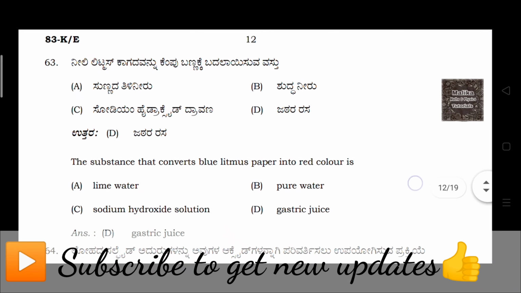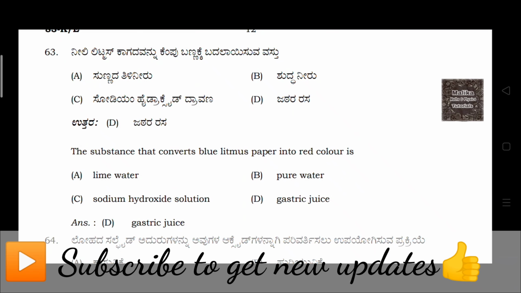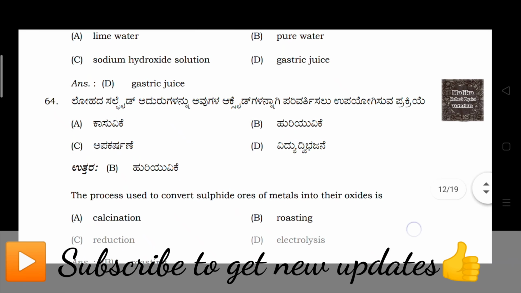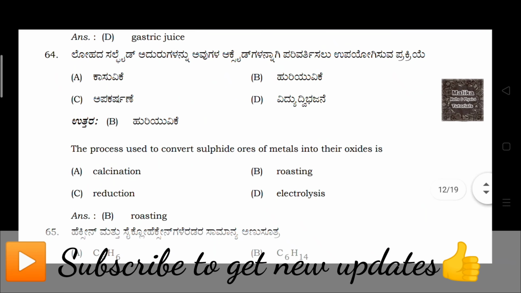Next question number 63. The substance that converts blue litmus paper into red color is gastric juice. Among the following, the right option is option D, gastric juice. Next question number 64. The process used to convert sulfide ores of metals into their oxides is roasting.